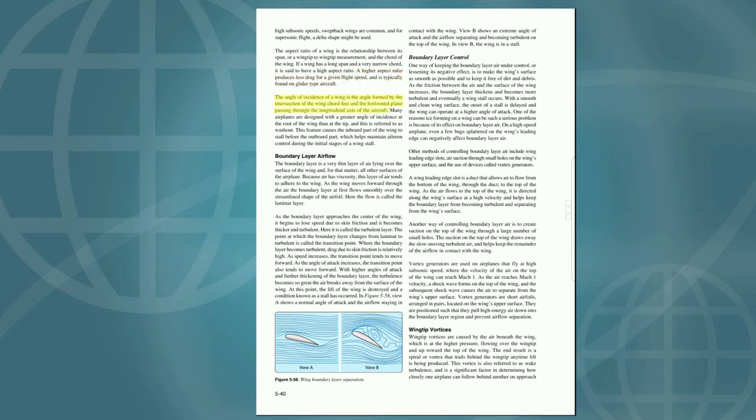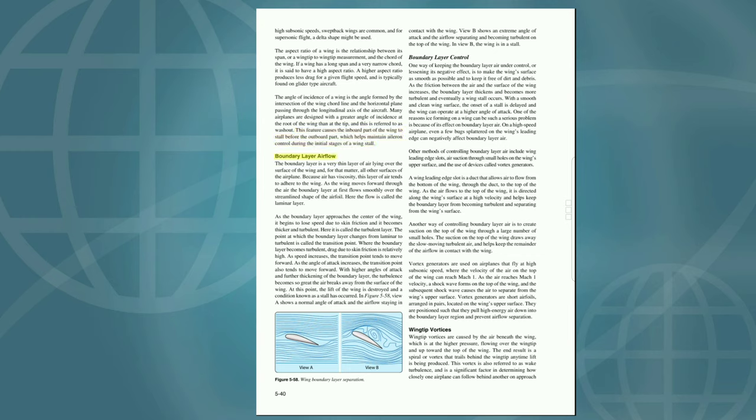The angle of incidence of a wing is the angle formed by the intersection of the wing chord line and the horizontal plane passing through the longitudinal axis of the aircraft. Many airplanes are designed with a greater angle of incidence at the root of the wing than at the tip, and this is referred to as washout. This feature causes the inboard part of the wing to stall before the outboard part, which helps maintain aileron control during the initial stages of a wing stall.